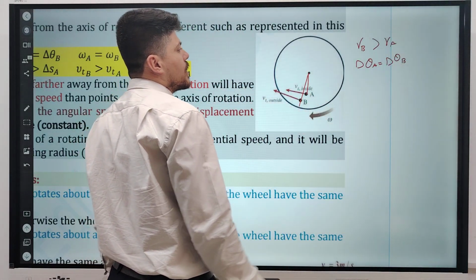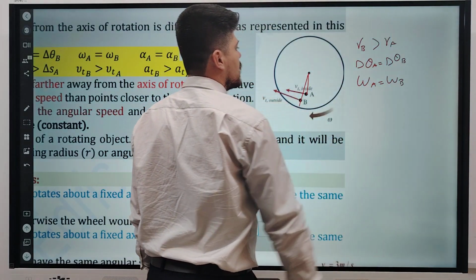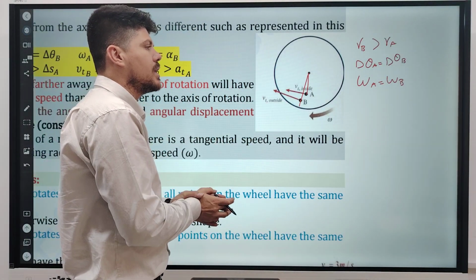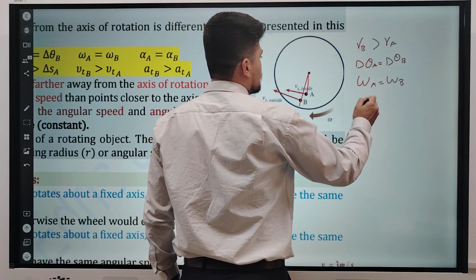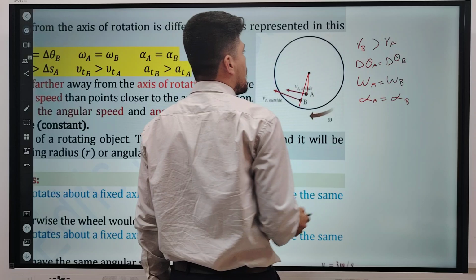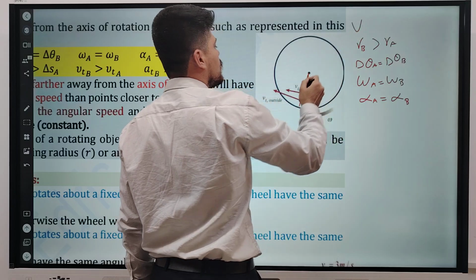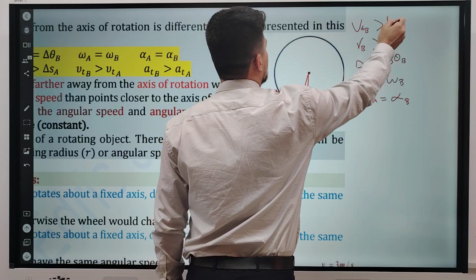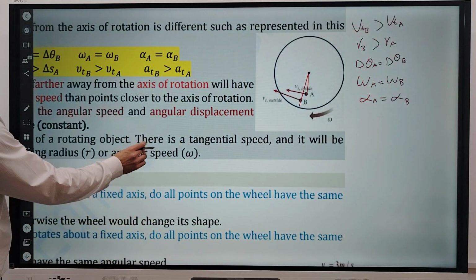Which point has more angular speed? Omega A is the same as omega B. They have the same angular speed. As I told you, all points on the rotating object have the same angular speed, and also the same angular acceleration if it has any. But different tangential speed. Why? Because of different radius. Which one has more tangential speed, B or A? Absolutely, the tangential speed of B is bigger than the tangential speed of A. So this is very, very important. Be careful.